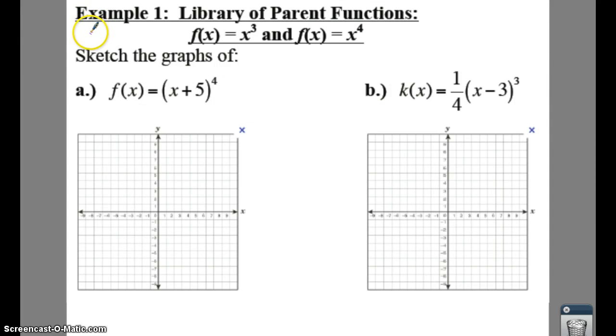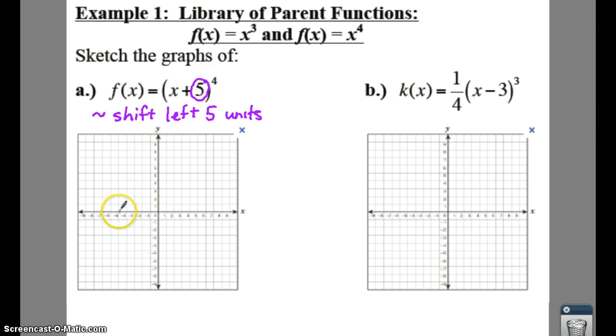For example 1, if we are going to sketch these graphs, we have to keep an idea of what they may look like. Here we have an x to the fourth, so it's going to be similar to an x squared, which means it's going to touch the x-axis at the x-intercept. It's not going to cross through it. We do notice this is going to have a shift to the left 5 units. The reason we know that's to the left is because this is a 5, and since it's plus, we go the opposite direction, so you go to the left.